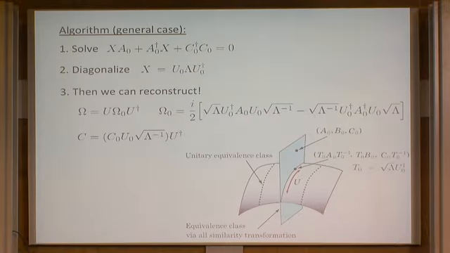And here's an answer. This is the general case, the multi-input and multi-output case. First, A0 and C0 are given to us using the transfer function. We solve this equation, which is linear, so we can solve it effectively. This solution X is diagonalized, and we get U0 and lambda. This is a diagonal matrix, and U0 is a unitary matrix. Then we can reconstruct omega and C like this.